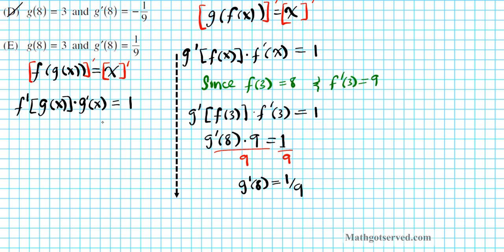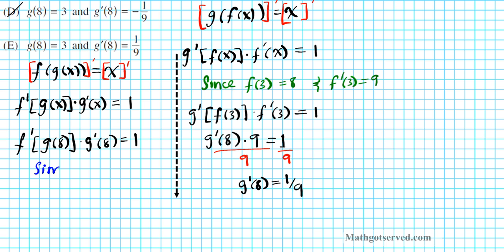Now, let's go ahead and plug in 8 for the x's here. So basically the derivative of f of g of x at x equals 8. So we're going to have f prime of g of 8 times g prime of 8, which is equal to 1. But we know that g prime of 8 is 1/9 from our previous answer.